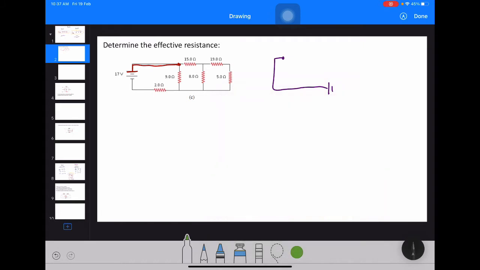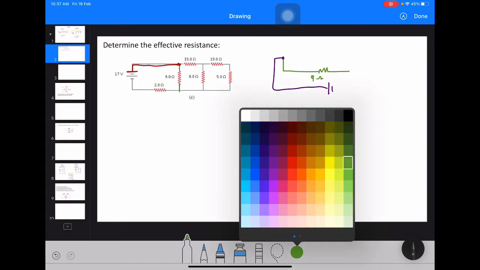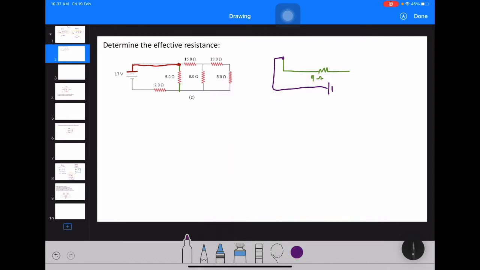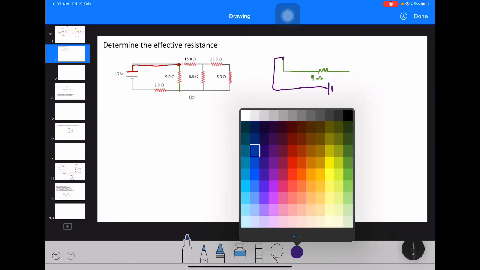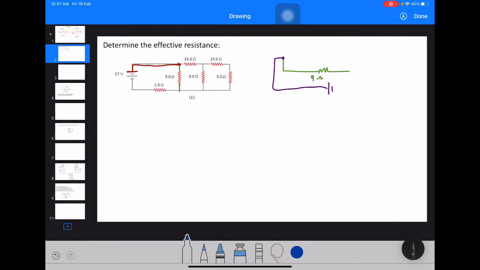From there it is actually separated into two. One is for the 9 ohm down there, so I'm going to draw that one first. I label it straight away, 9 ohm. And then up there, you can choose this color instead. Okay, up here, it goes through 15 ohm.